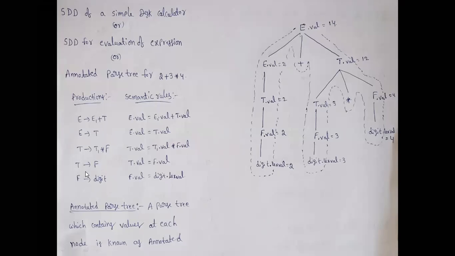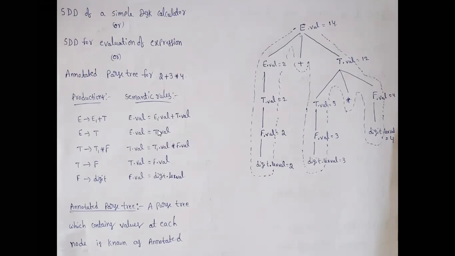So these productions we are going to use. What are the semantic rules? E dot value is equal to E dot value plus T dot value. And here E dot value is equal to T dot value. T produces T star F, so T dot value is equal to T dot value into F dot value, and T dot value is produced with F dot value, and F produced with digit. So we write the semantic rule F dot value is equal to digit dot lex value. We are going to write the productions and semantic rules.